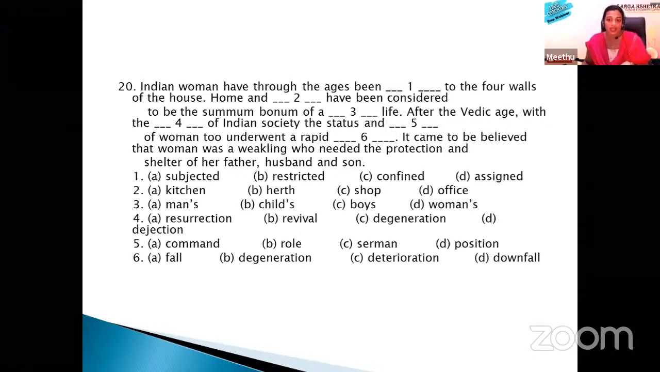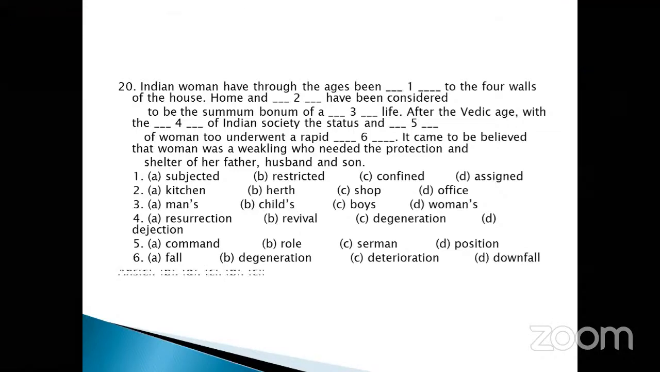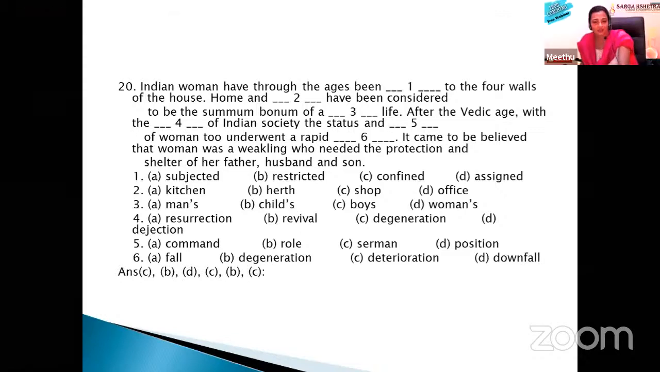Home and hearth. This is all about the past, not the recent. A hearth is a common thing that you could see in domestic houses at that point of time, where home and hearth have been considered to be someone born of a dash life. Whose life? Woman's life.